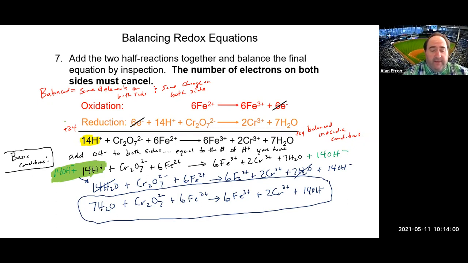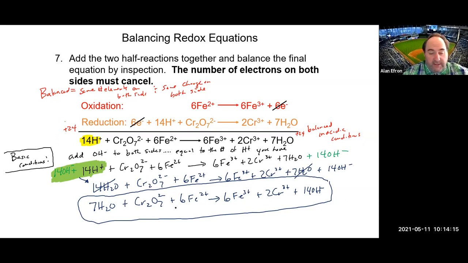Now, if we did not mess anything up here, we should be balanced still in 2 ways. By number of elements, if we take a quick look: 14 hydrogen on the left, 14 on the right, 2 chromiums on the left, 2 on the right, 7 oxygens on the left, plus 7 more is 14, 14 on the right, 6 irons on the left, and 6 on the right.